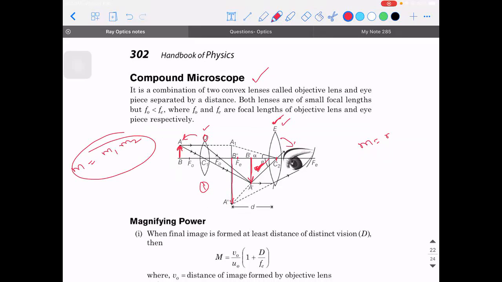With a combination of lenses, the magnification gets multiplied. They will not get added, which is an advantage. 10 plus 10 and 10 into 10 have a lot of difference. 10 plus 10 is 20, 10 into 10 gives you 100. That is the principle. Understood? That's what a compound microscope is.